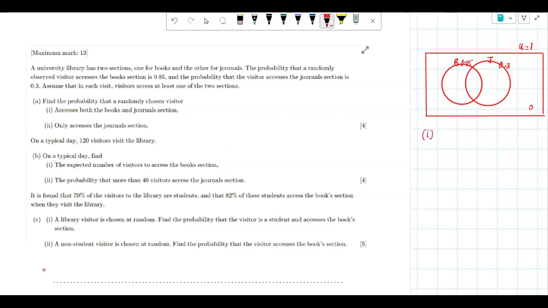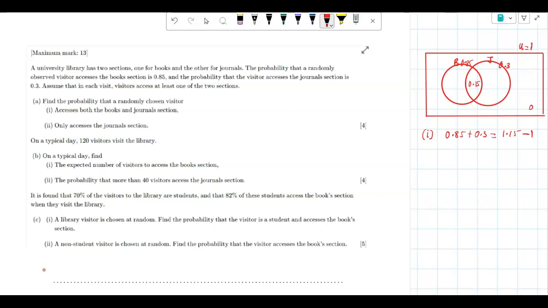How do you do that? So what you do is you add this up. 0.85 plus 0.3. If you add the books and journal, how much do you get? 1.15. Correct? It's more than 1 because there's double counting taking place. So you subtract 1, because the total cannot be greater than 1. So your answer would be 0.15. So this is both. Are you following how to do it?